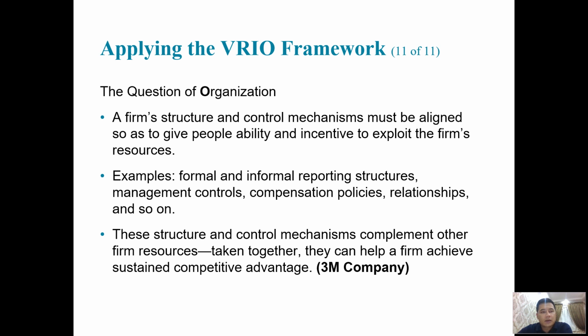So the question of organization. The firm structure and control mechanism must be aligned so as to give people ability and incentive to exploit the firm's resources. Examples: formal and informal reporting structures, management controls, compensation policies, relationships, and so on. These structure and control mechanisms complement other firm resources taken together. They can help a firm achieve sustained competitive advantage. For example, 3M company.